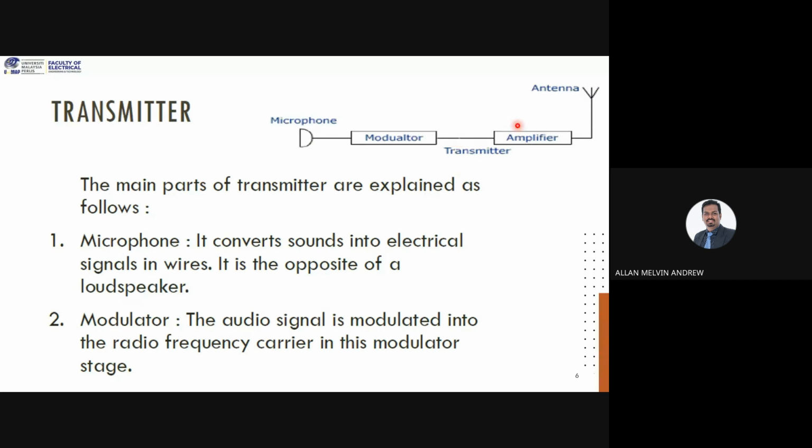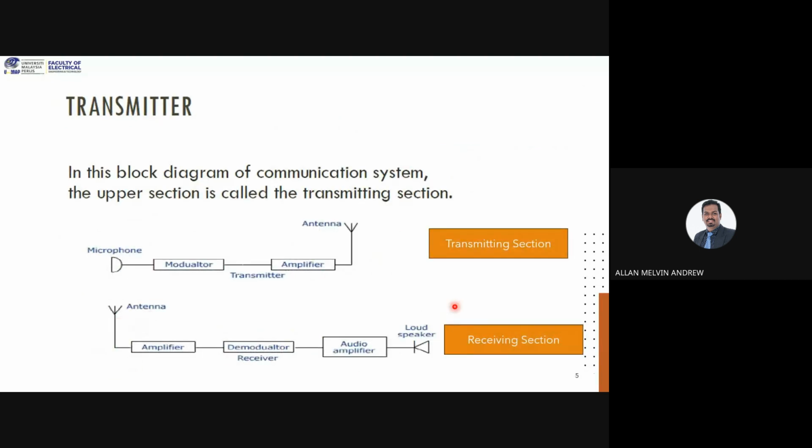Okay, so maybe in the car it's not the transmitting side, it's the receiving side, because we don't have a microphone. The microphone usually will be in the radio station. In the car we will have the amplifier inside, so if you don't have a specific amplifier, you might have the inbuilt amplifier in the radio already. So you have a demodulator, an audio amplifier, and also the loudspeaker attached to the car, and the antenna will be on the roof of the car.